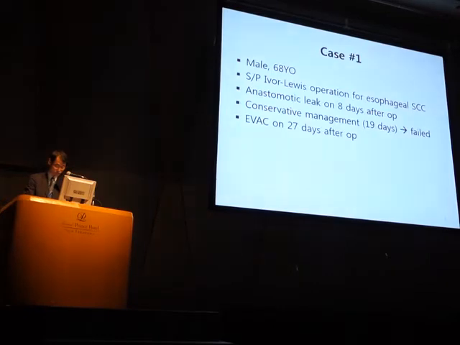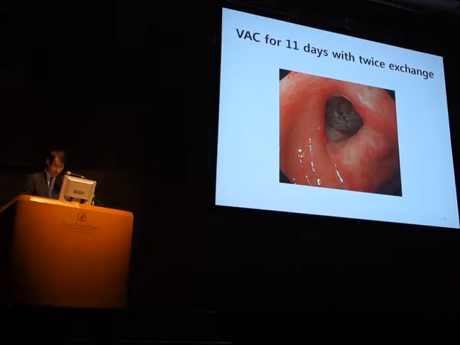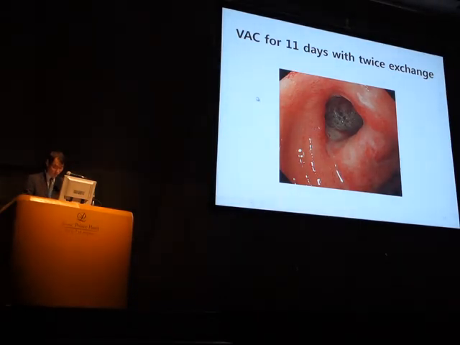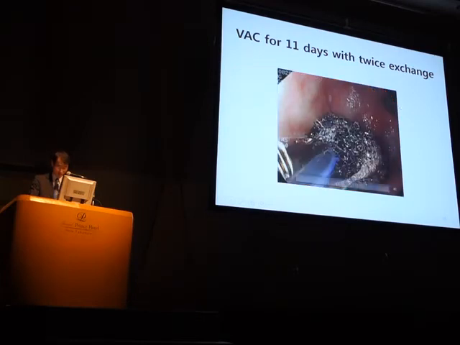I'll show you 2 cases. After Ivor Lewis operation for esophageal cancer, anastomotic leak developed. The leak persisted after 19 days of conservative management, and so endoscopic therapy was applied. Through the wall defect, we can see the 2 centimeter size wound, and a 2 or 3 centimeter size cavity was noticed.